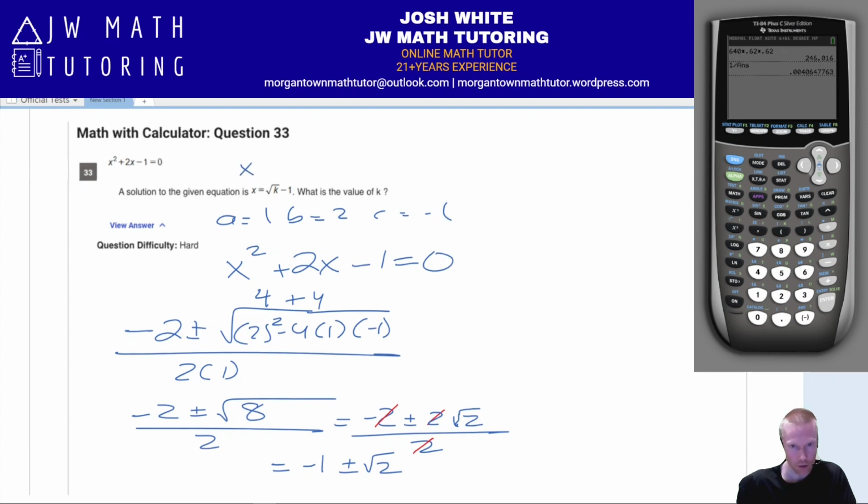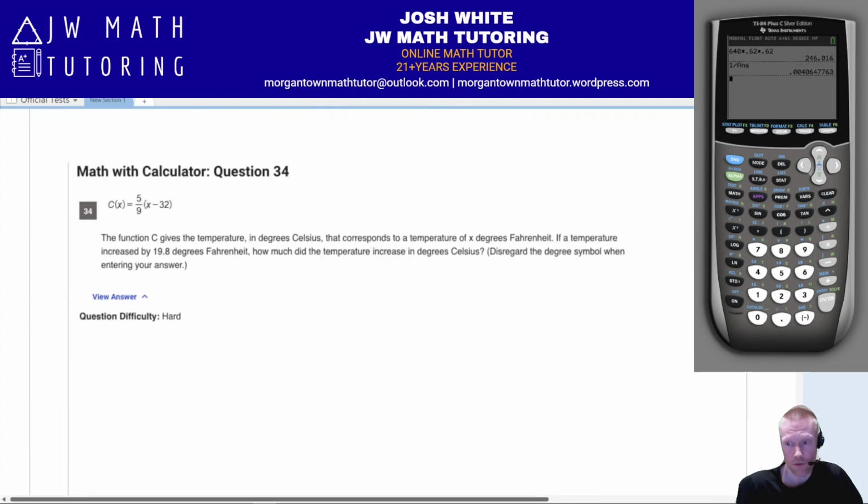And now it's going to be equal to the form that we're looking at up here. It's basically plus or minus square root 2 minus 1 if I just switch the order of the terms. So what's the value of k? Well, k is equal to positive 2. So the correct answer, what you grid in for this problem, is just positive 2.